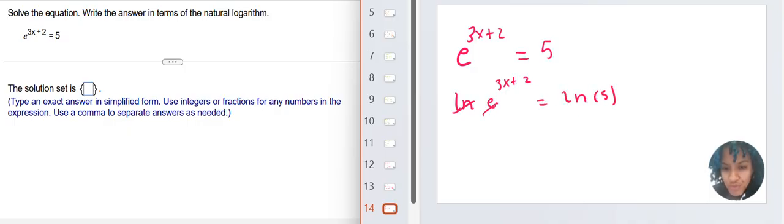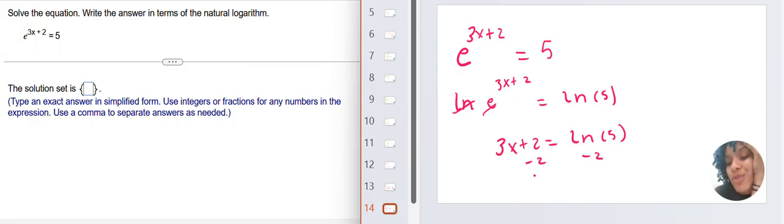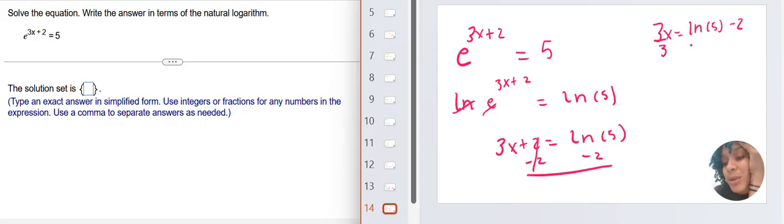Bye-bye e. I have my 3x plus 2 down. Natural log of 5. Again, I'm minusing the 2 right here. Minus the 2. Because my goal is to what? My goal is to solve for x. So that's what I am doing. Yeah, the parentheses are needed here to make sure you don't confuse natural log of 5 and include that negative 2 inside. We do not want that. Okay, so this is natural log of 5 minus 2 over 3.